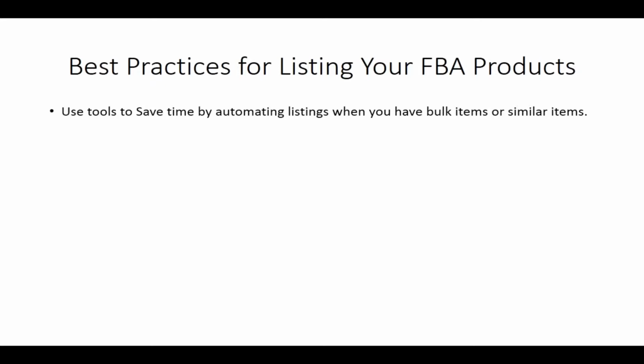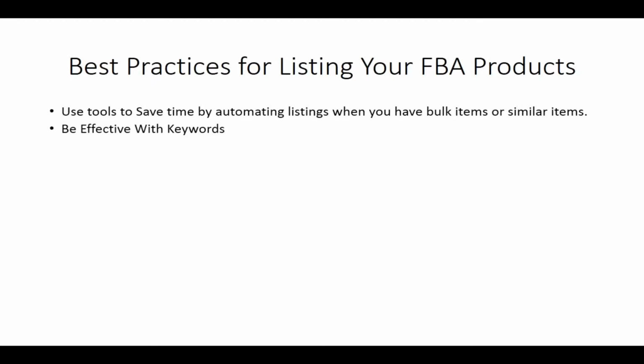So when you have lots of items and they're similar in the way that they're listed, you want to be able to save time and get them actually uploaded, and you want to use those bulk tools. Now, those bulk tools are going to be available to you if you are a professional seller. Now, there are other third-party tools available if you decide not to be a professional seller, but for the most part, you will have the bulk listing tools available to you when you are a professional in Amazon FBA.